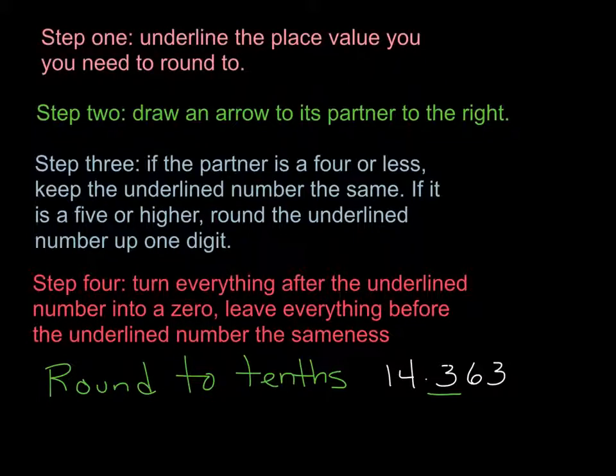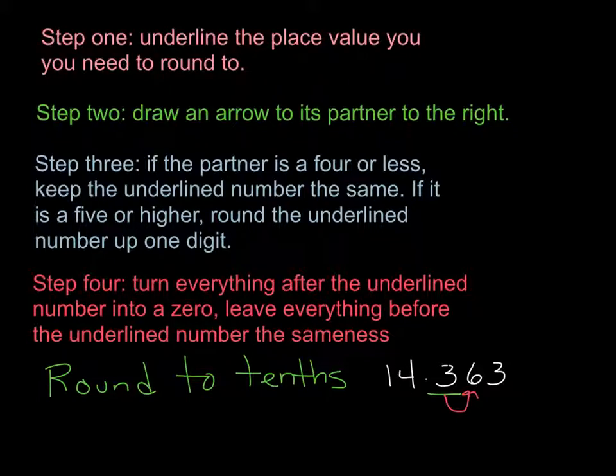Step 2. Draw an arrow to its partner to the right. Very specific. It has a partner. It's always to the right. It's never anywhere else. That is the partner that is telling you what to do with the 3. Make sure your arrow is there.